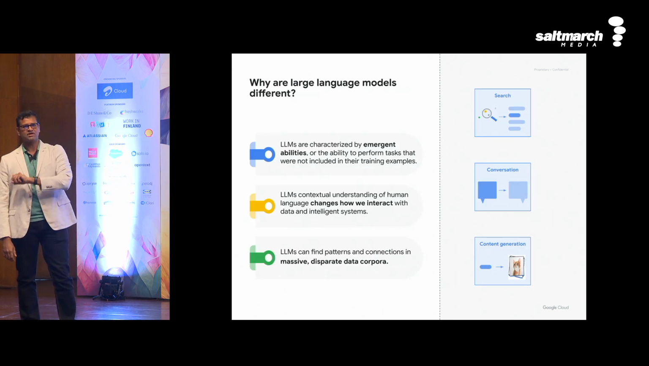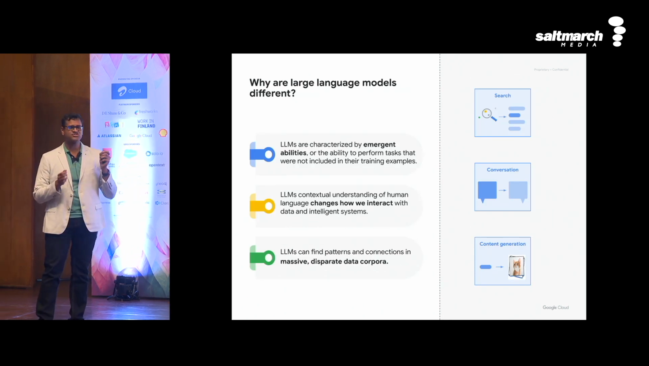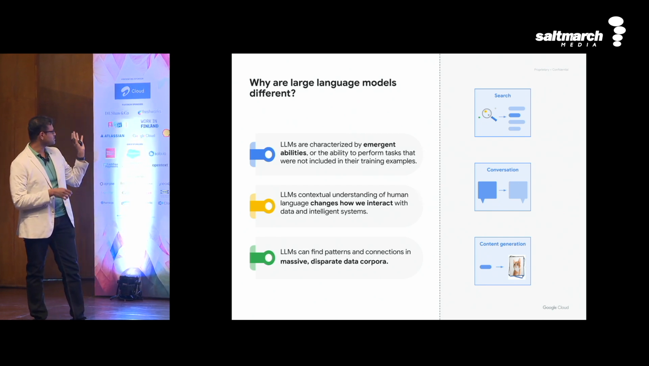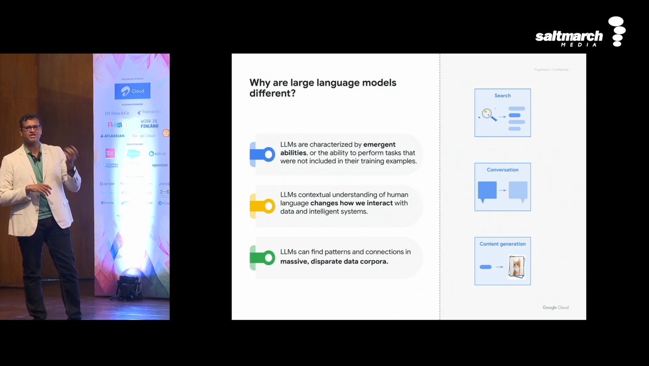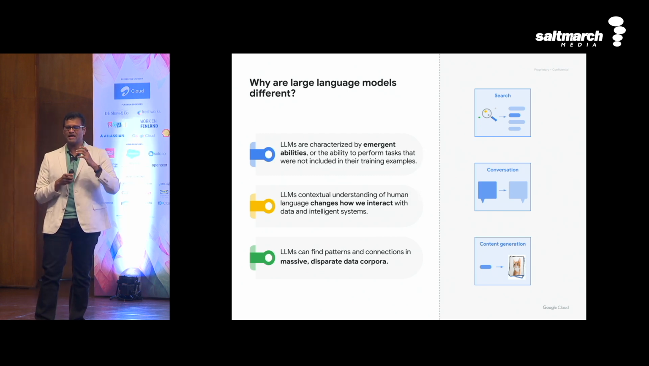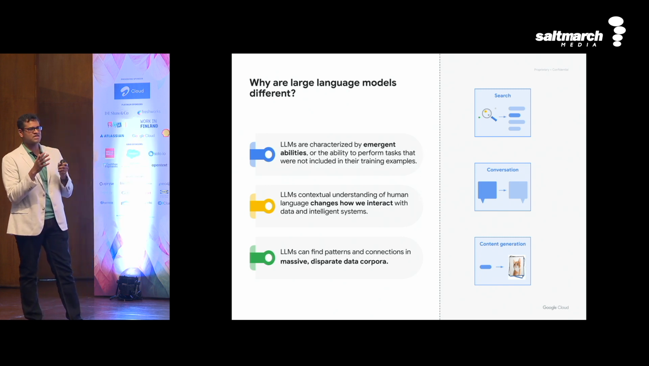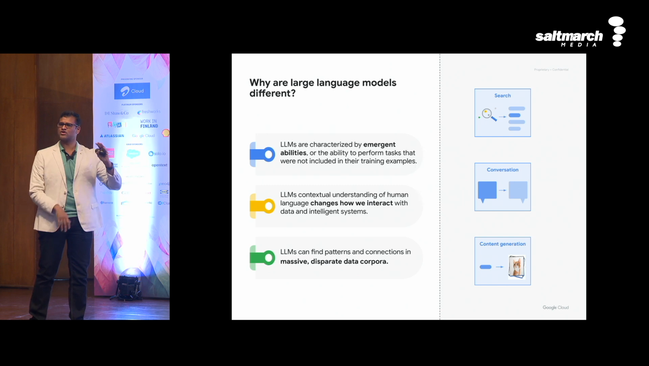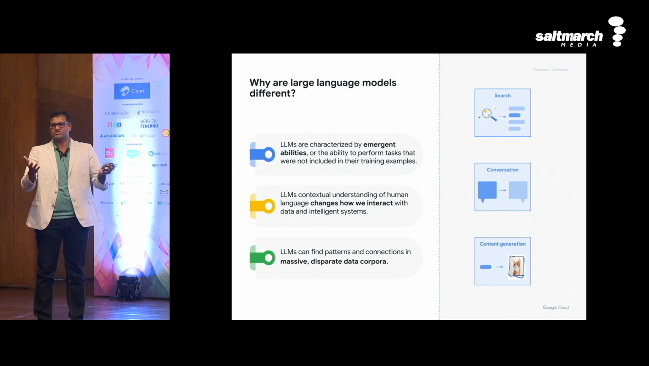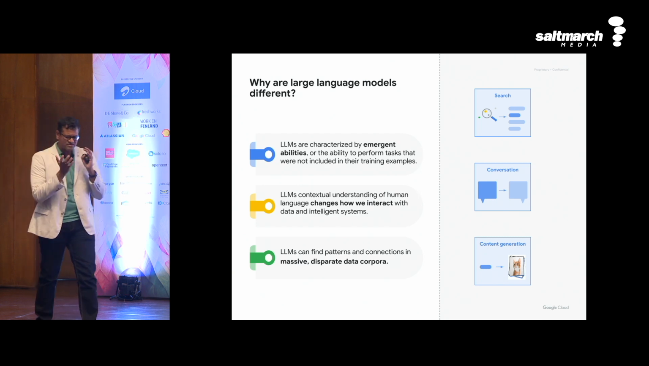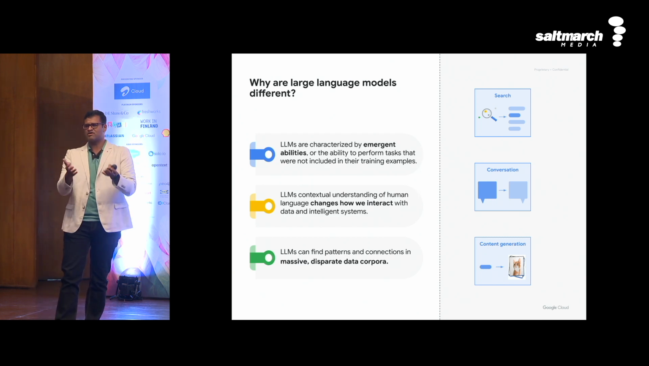Why are they different compared to the other models? There are a few characteristics of large language models that make them very different. First, they are characterized by what we call emergent abilities. What this means is that they are able to perform tasks or do things that they have not necessarily been designed for, right? Like I said, it's not labeled, so these things are not included in the training examples, but they're able to do them when they finish their learning.